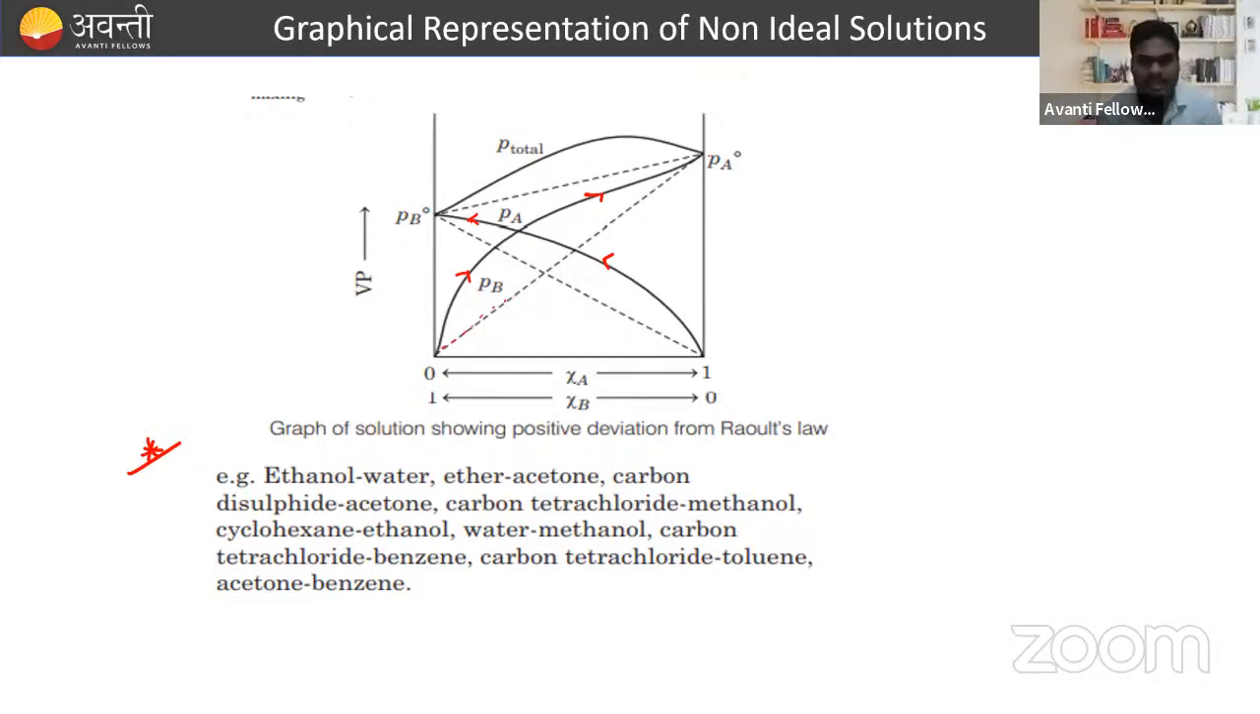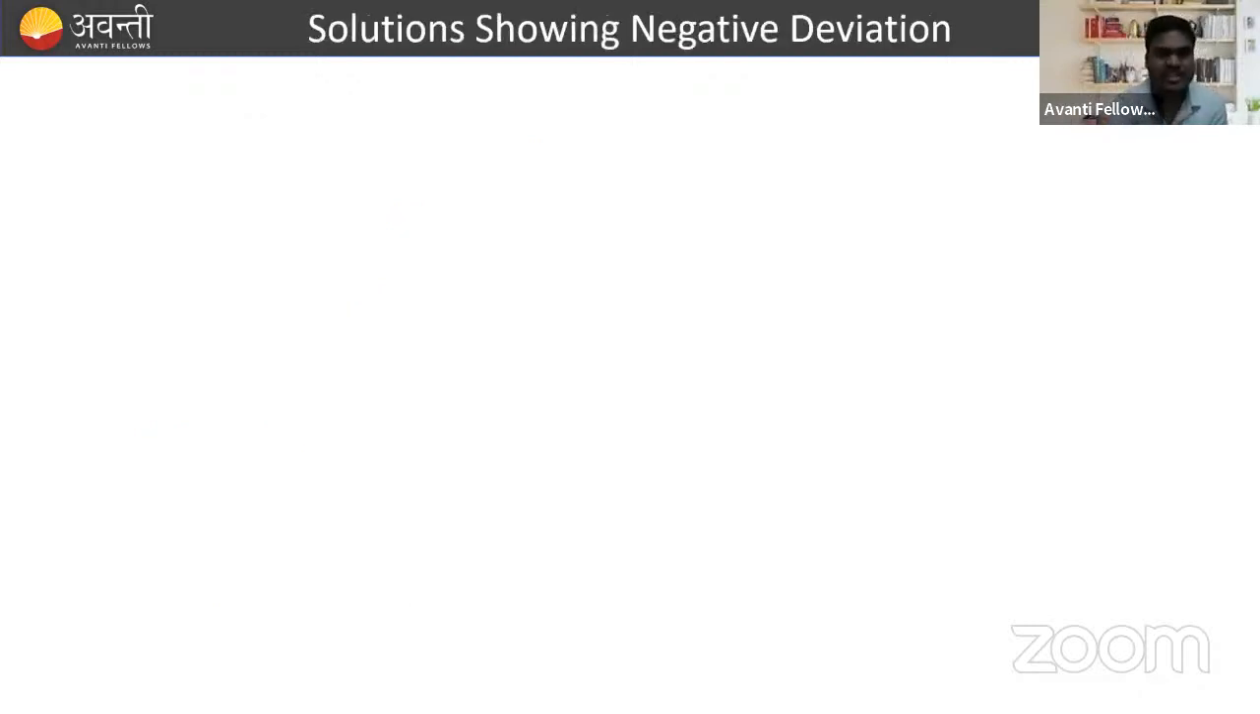So these all are examples of positive deviation, in which the force of attraction between the solute and solvent is less than what we expected from Raoult's law. So these all are examples of positive deviation.